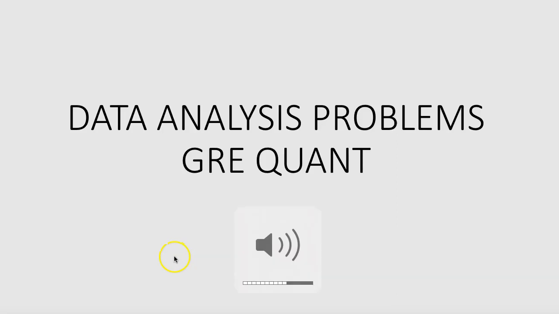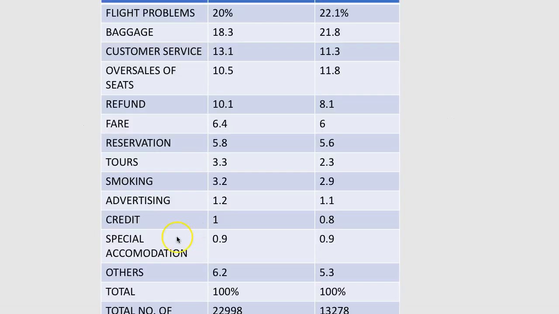This video deals with problems in data analysis in the GRE quantitative section. We have a particular table which gives us the category of problems faced by an airline in the year 2003 and 2004.